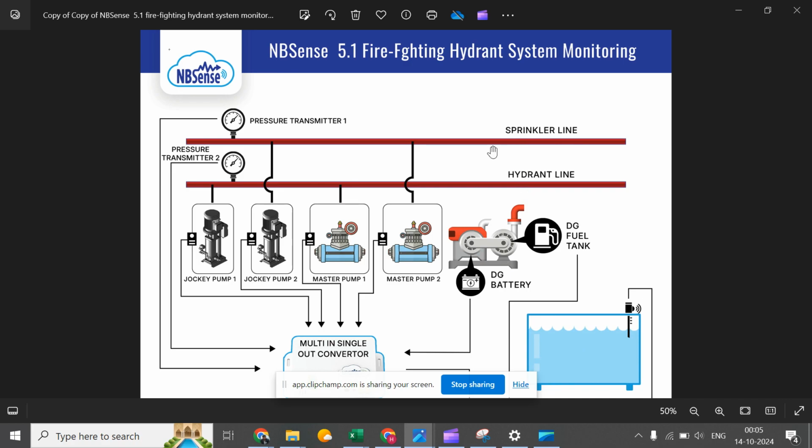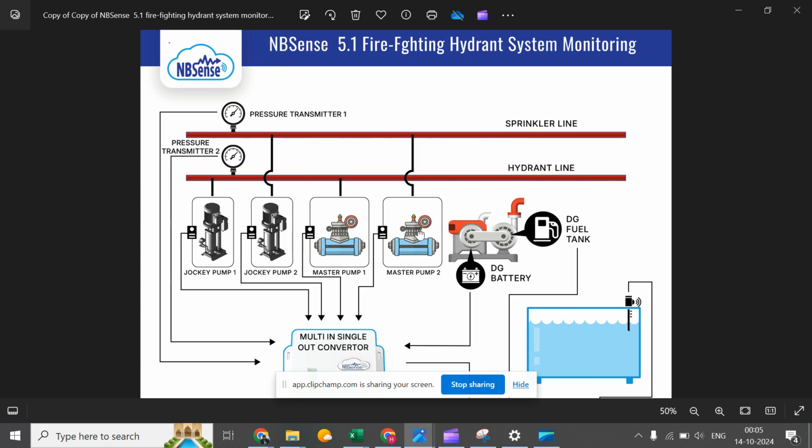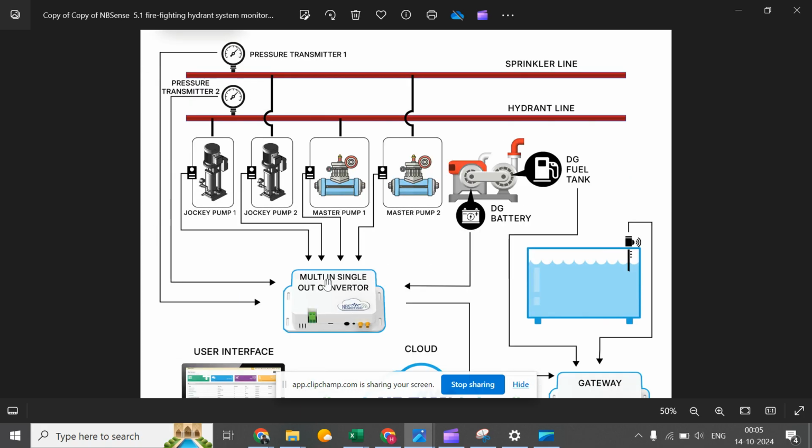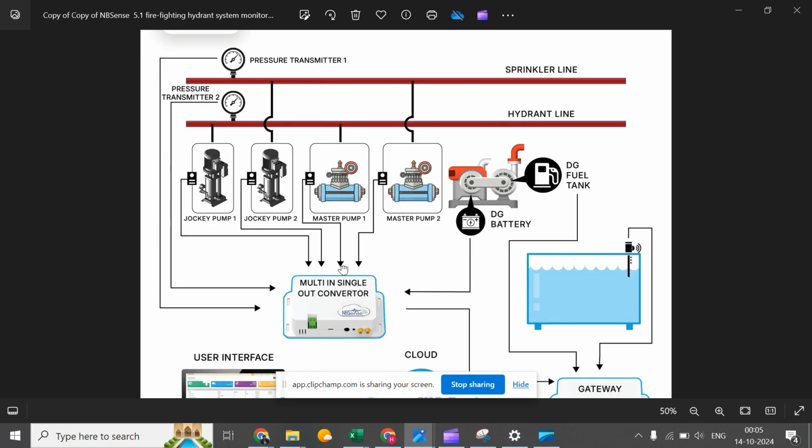There are two lines, so there are two pressure transmitters. Here we can see pressure transmitter one and pressure transmitter two, which detect the real time pressure of the sprinkler line and hydrant line. That is detected by our multi-in single out converter.